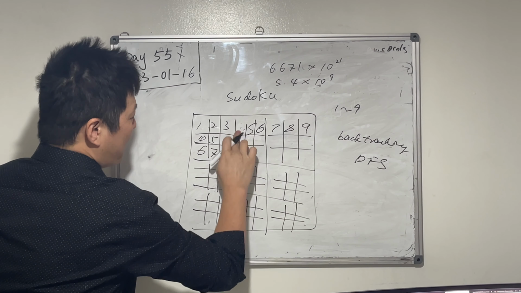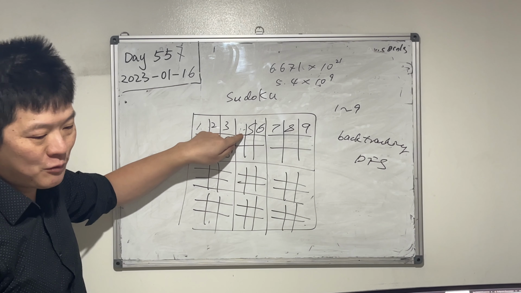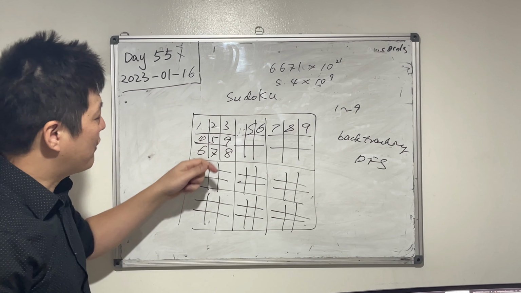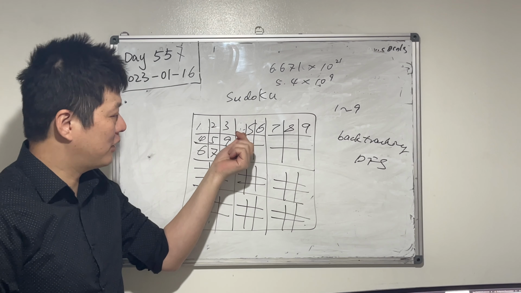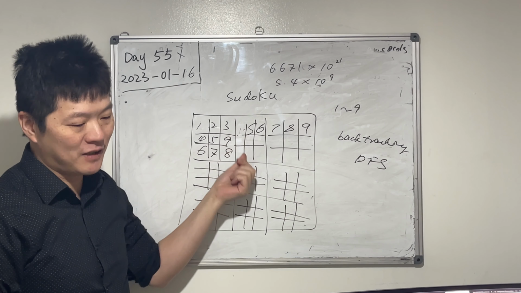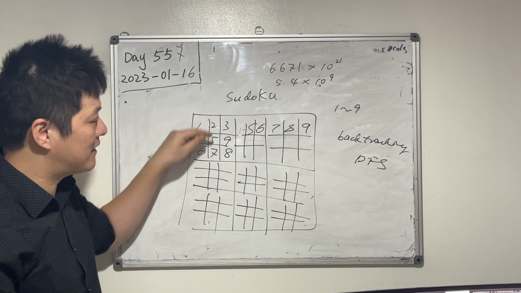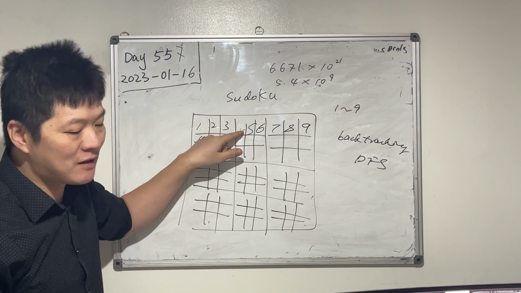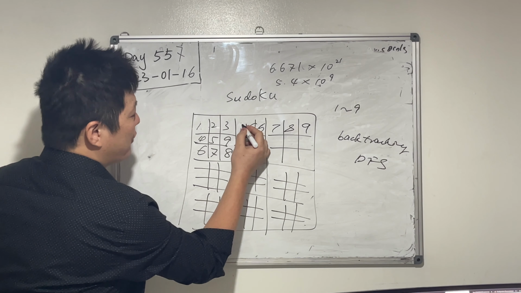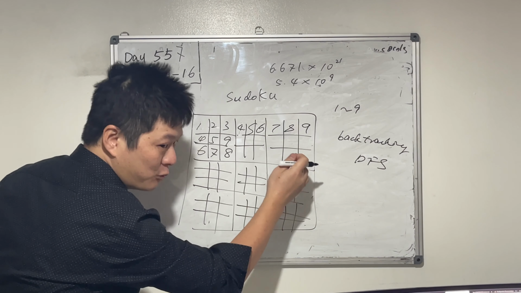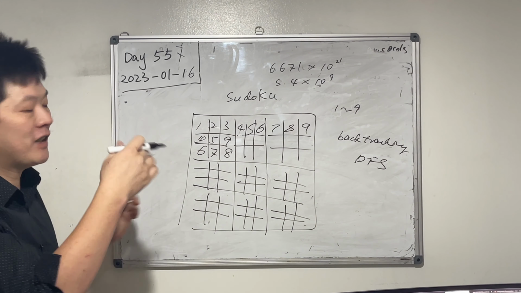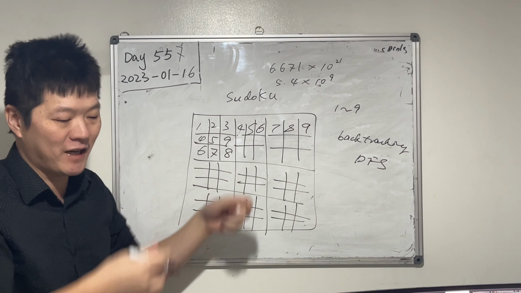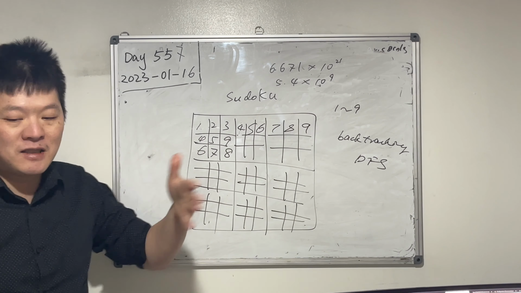So if this number is missing, we try to determine it. We can try 1, 2, 3, 4 up to 9. If it violates the existing rule, we just try the next one. If it doesn't violate, for example, if I can put a 4 here, I move to the next empty cell and keep trying. Depth first search, backtracking. The idea is very simple.